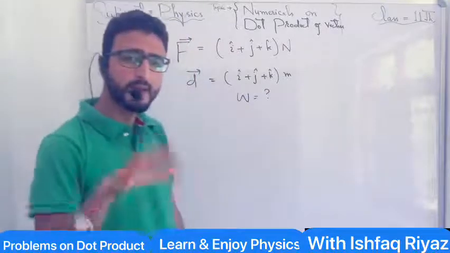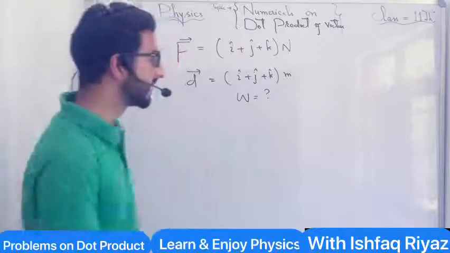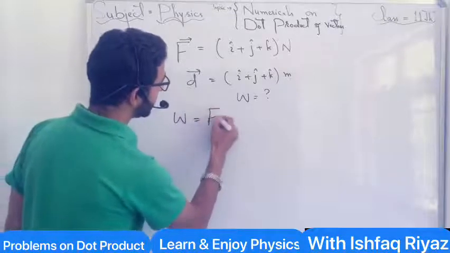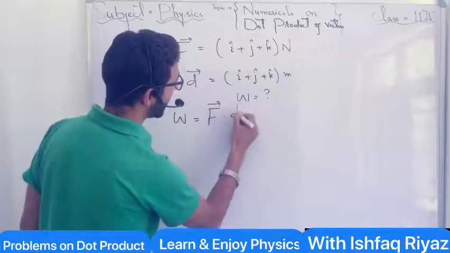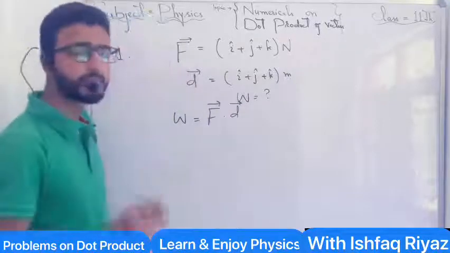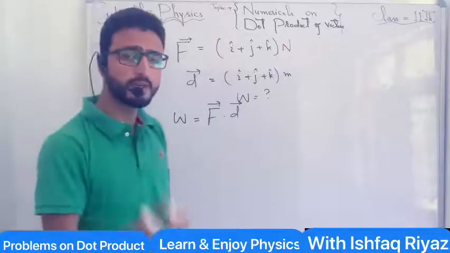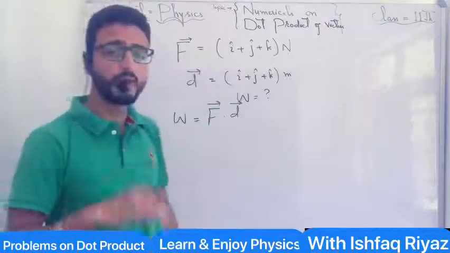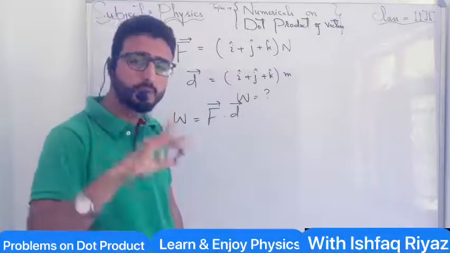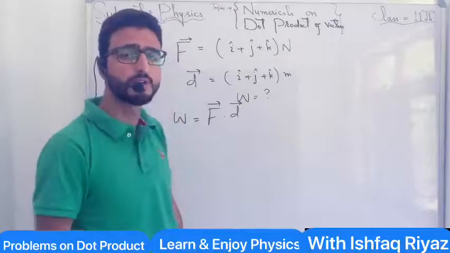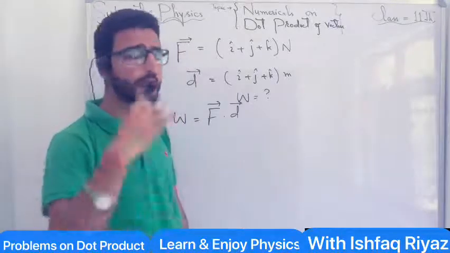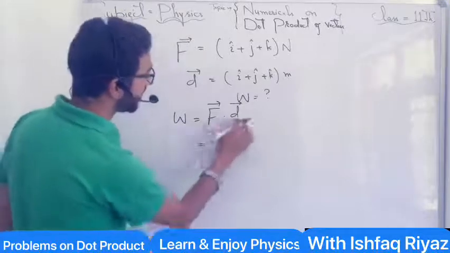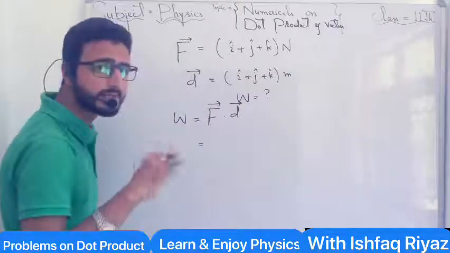If you remember the applications of the dot product of the vectors, the expression for work in terms of the dot product is given by F dot D. I have already explained how we calculate the dot product of vectors in terms of components: you simply multiply the corresponding coefficients of I cap, J cap and K cap. So the work done is given by the dot product of force and the resulting displacement.